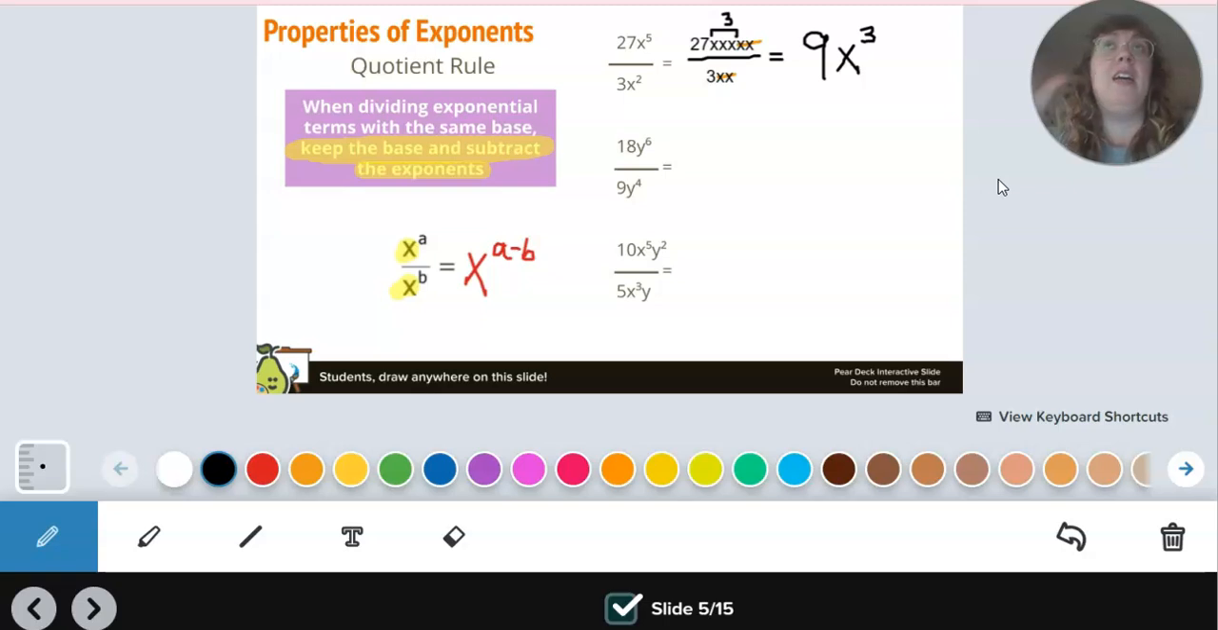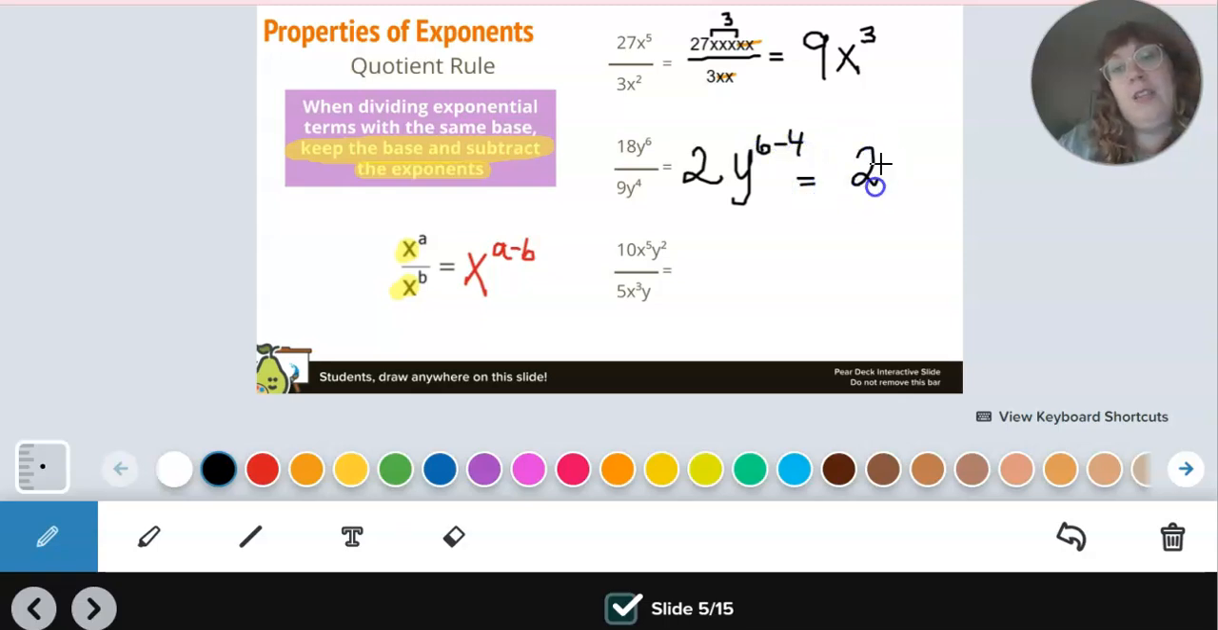So however many variables, in this case it's x, that we have in the denominator, we had 2, and those 2 canceled out on the top. So essentially we do 5 minus 2, and it's going to become an x to the 3rd. For the next one, we have 18 divided by 9, which gets us 2. And then y to the 6th divided by y to the 4th. So we just do what's 6 minus 4. So that's going to be a 2y squared, because 6 minus 4 is 2.